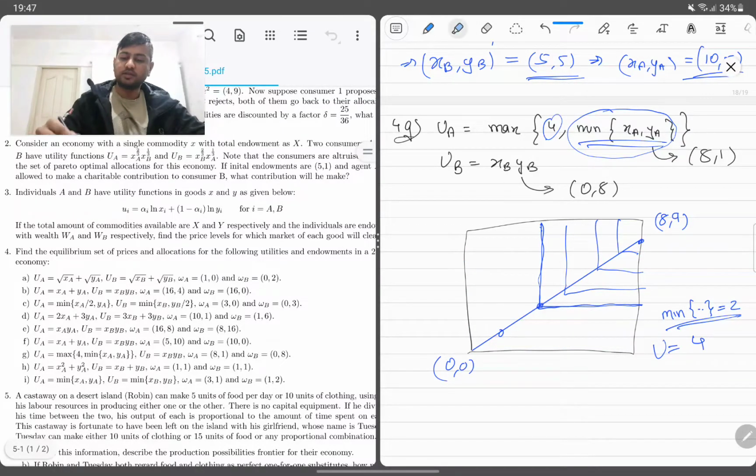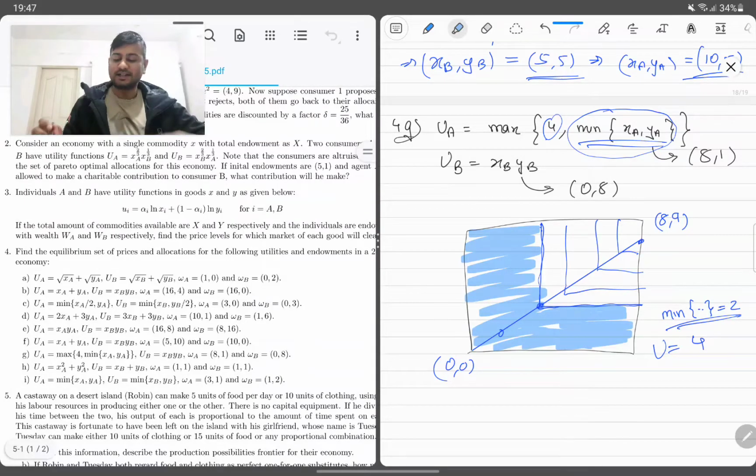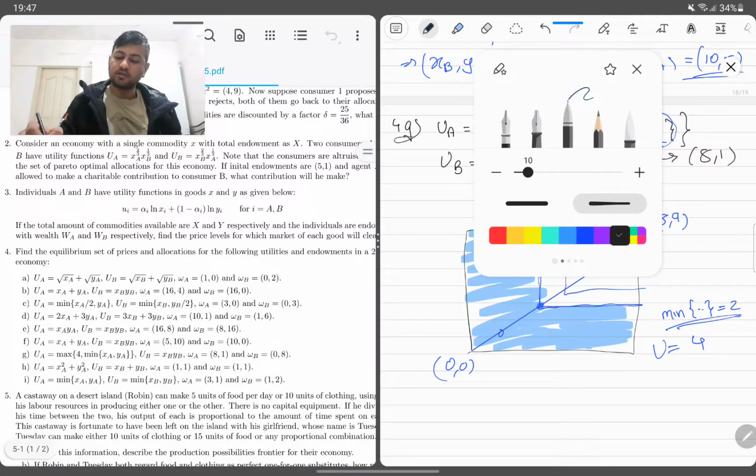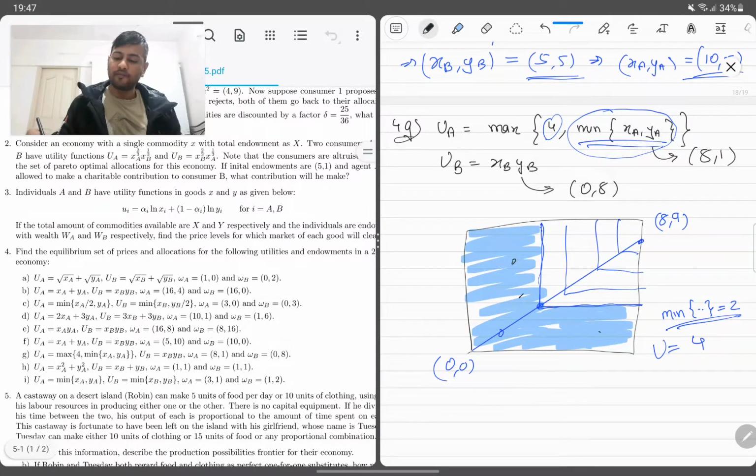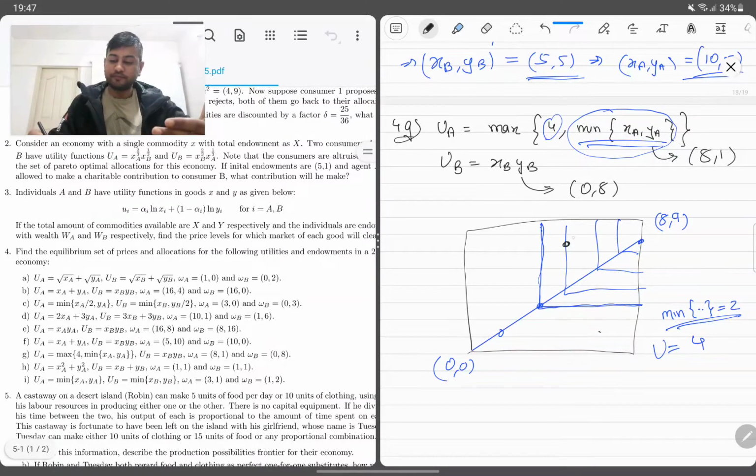So this is completely one single IC. Okay? So this IC is not actually a curve, it's more like a set. It is a whole L-shaped band which corresponds to utility level 4. So if you put person A at any point in it, his utility will remain 4. But if you put him at a point outside this section, like let's say here, his utility will be higher than 4.